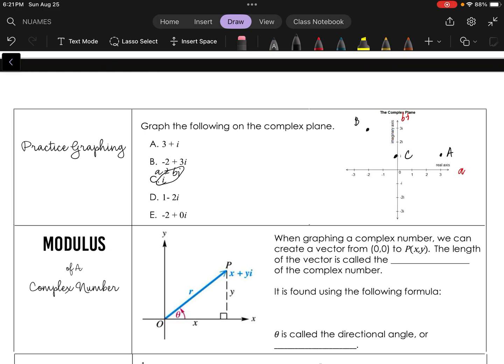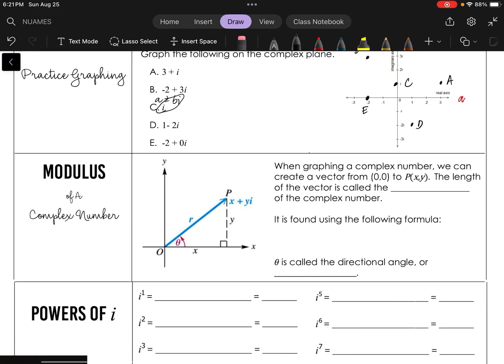Okay, now we have 1 minus 2i. 1 minus 2i is positive 1 for the right, negative 2i on the vertical graph. So which means this would be your point D. And for E, you have negative 2, but you did not have any values of i, which means that would be your point E. Again, this is the way of graphing complex numbers in a complex plane.